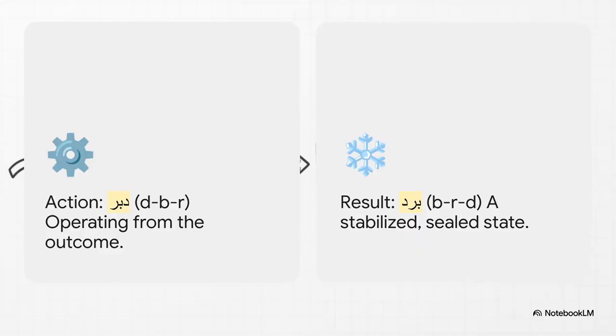Okay, so at the very heart of this are two root words. The first one, which is pronounced something like dabara, stands for the action, and the second, barada, is the result. Now here's where it gets really interesting. They're built from the exact same three letters, D, B, and R, just in a different order. And trust me, that is not a coincidence. It's the whole key to unlocking this deep mechanical connection between them.